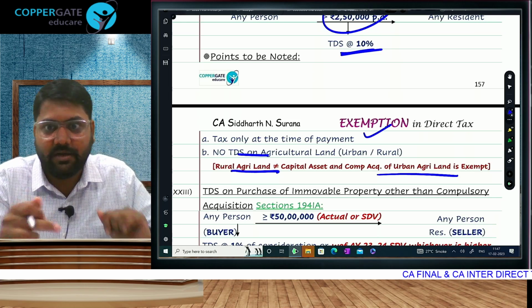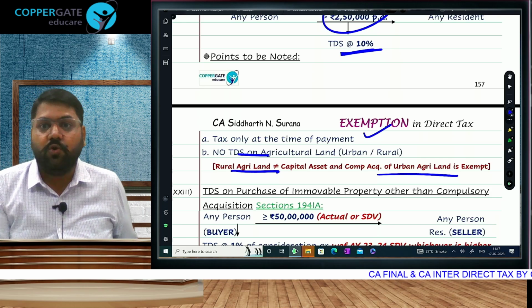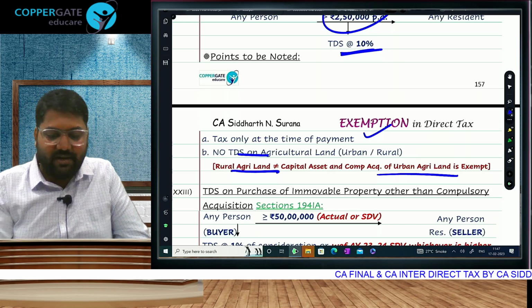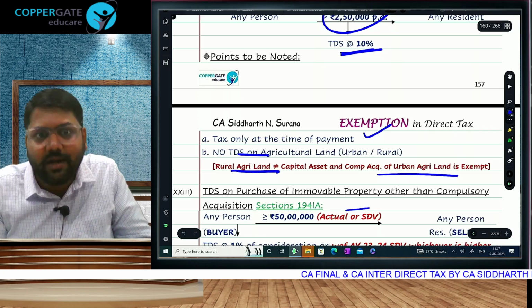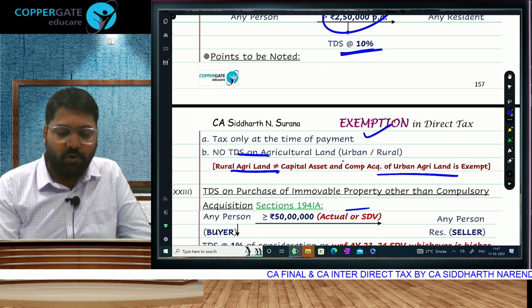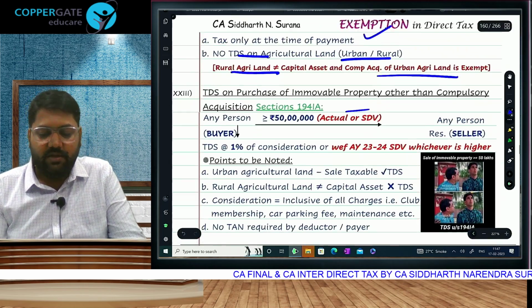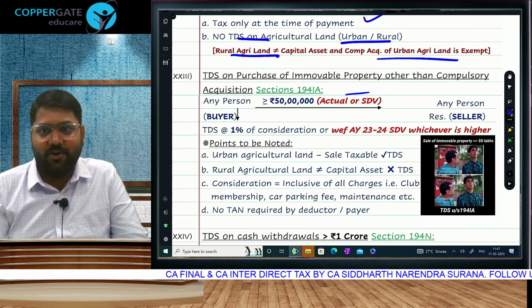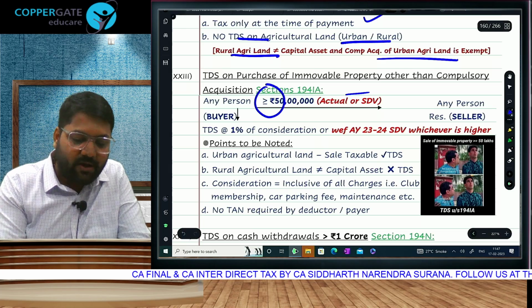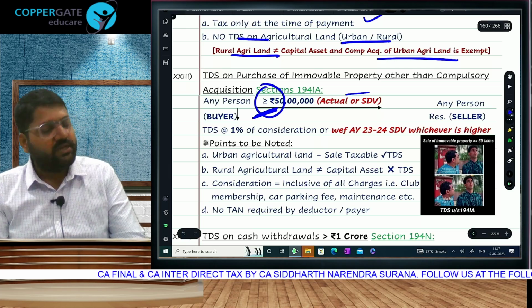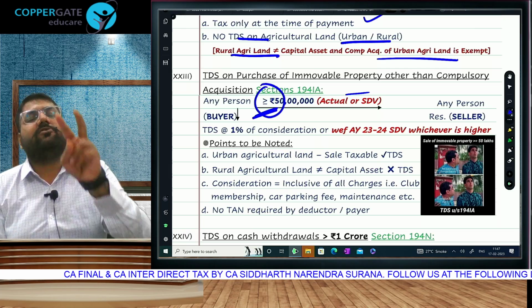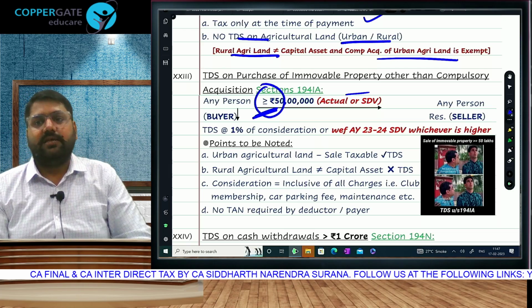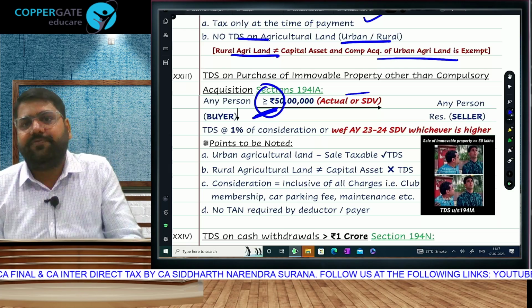If it is a sale, it is taxable. So in the sale section we will exclude only rural agricultural land, but here both will be excluded, urban as well as rural. 194IA, sale of property of 50 lakh or more. So the third and the last section where equal to is covered: 192A RPF 50,000, 194DA, that is life insurance, and 194IA 50 lakh or more.